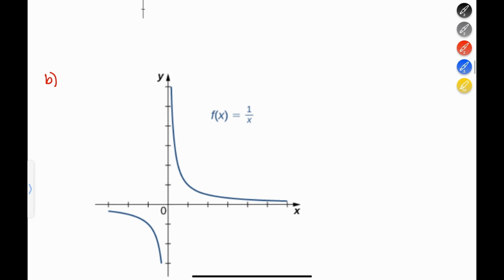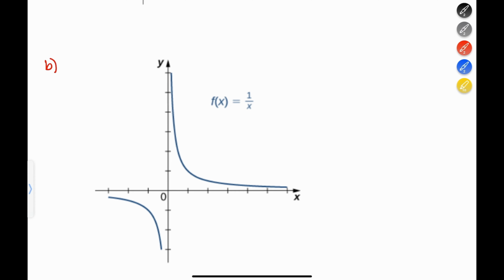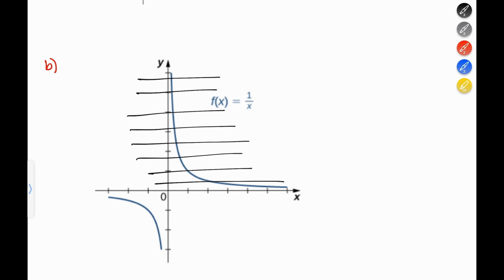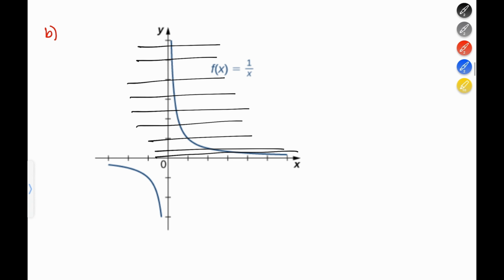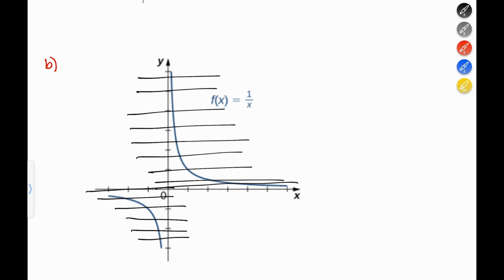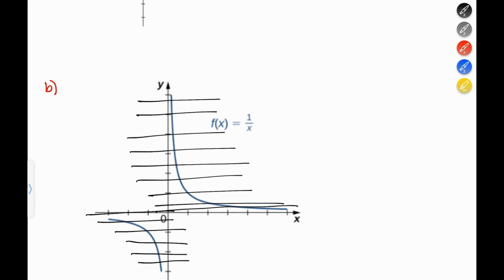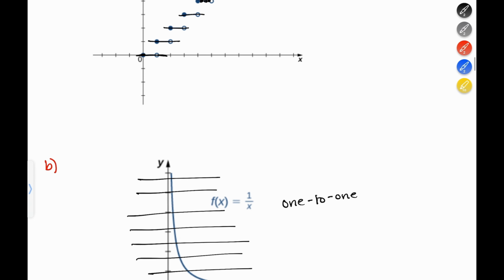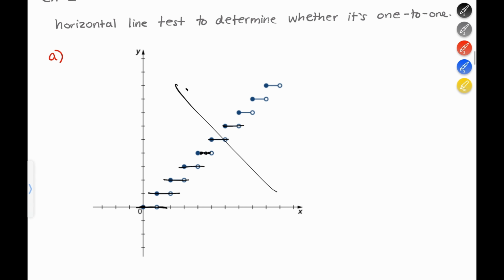If we take a look at B, if we just keep drawing horizontal lines, it is indeed only intersecting through 1 point. And even if we go like this down to the negative quadrants, it is still only intersecting the graph 1 time. So this is a good representation of a one-to-one function. So this is one-to-one, and this is not. This graph A is not a one-to-one function.